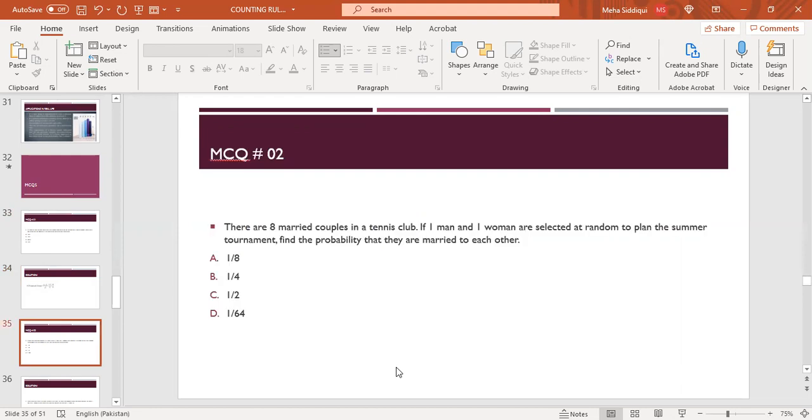Now, MCQ number 2. There are 8 married couples in a tennis club. If 1 man and 1 woman are selected at random to play in the summer tournament, find the probability that they are married to each other. The possible options are 1 by 8, 1 by 4, 1 by 2, or 1 by 64.